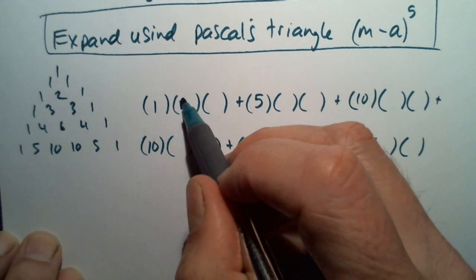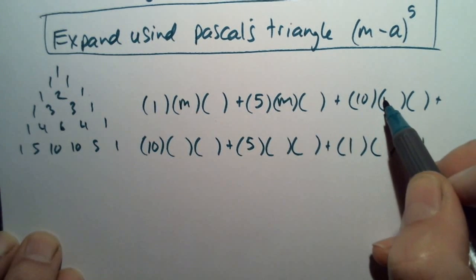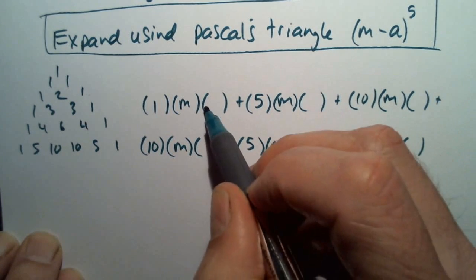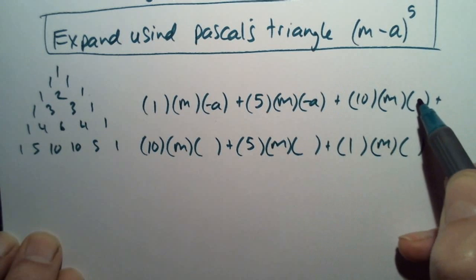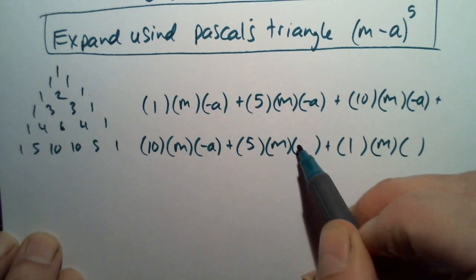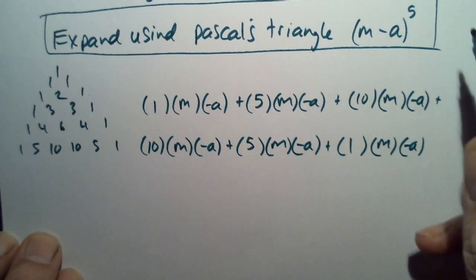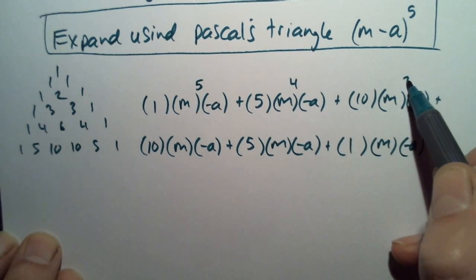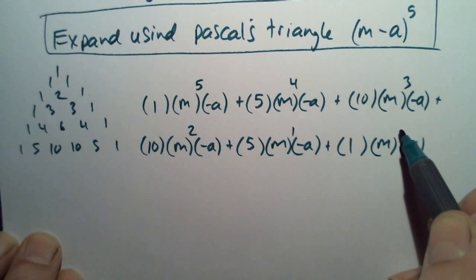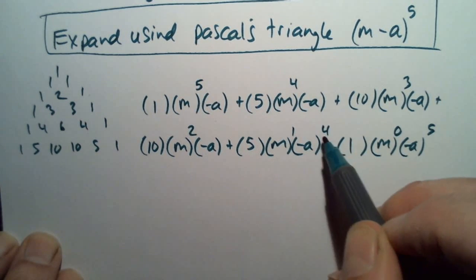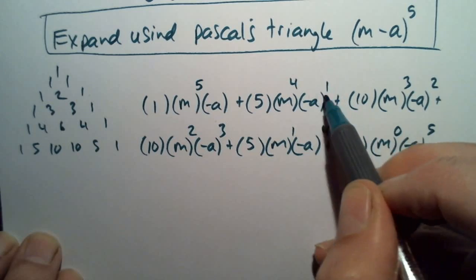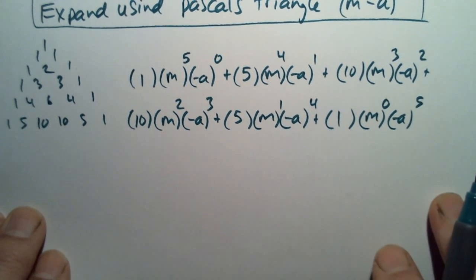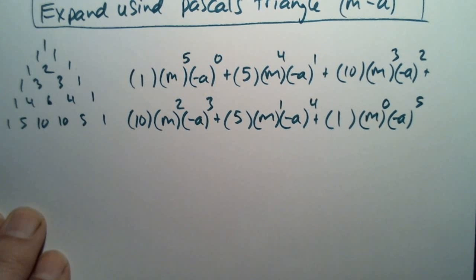And then we have m, negative a. We'll start at 5 here. 5, 4, 3, 2, 1, 0. 5, 4, 3, 2, 1, 0. And now we just expand everything.